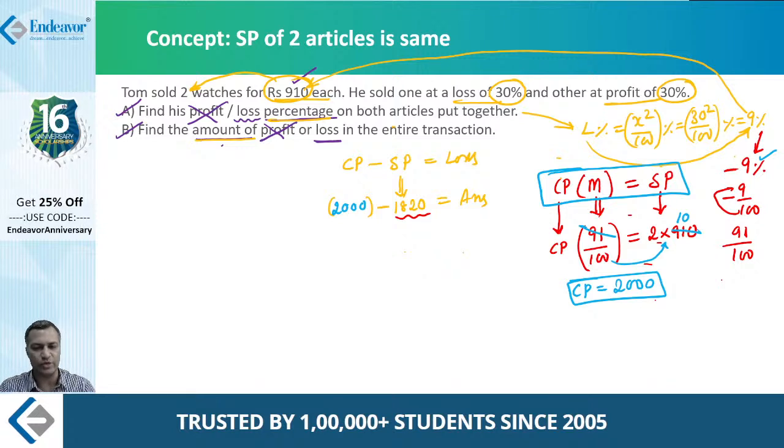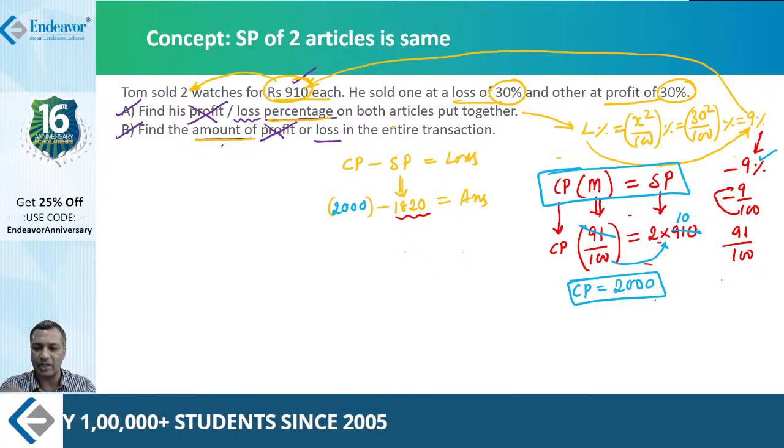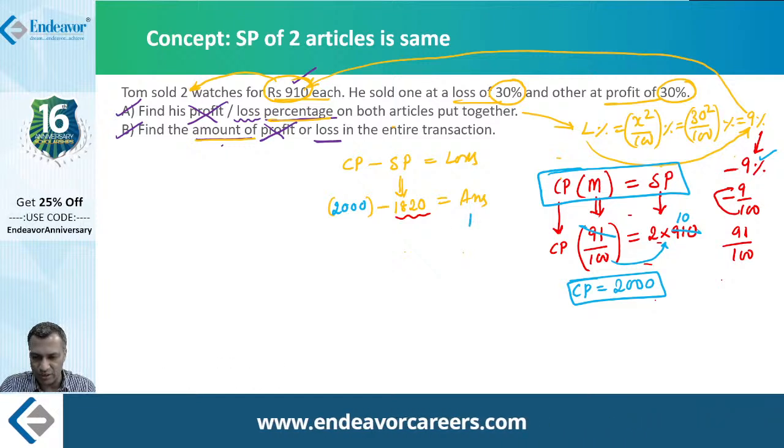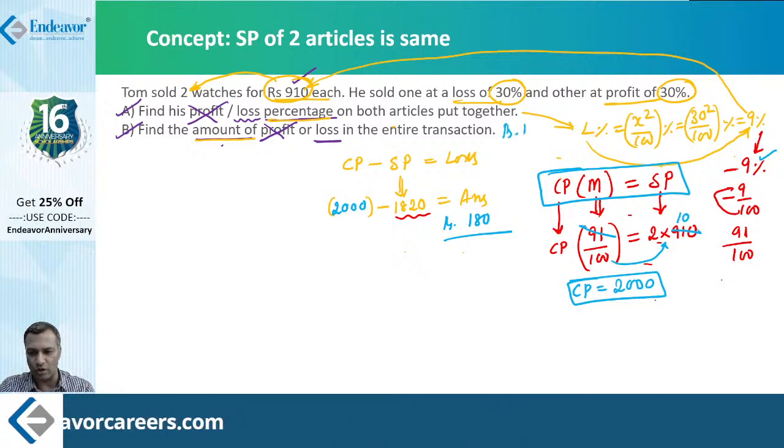All right, you bought them at 82,000. You sold them at 1820. Therefore, you are making a loss. The difference between these two numbers is 180 rupees. That's your answer. So how much profit or loss are you making in this transaction? You are making a loss of 180 rupees in this transaction.